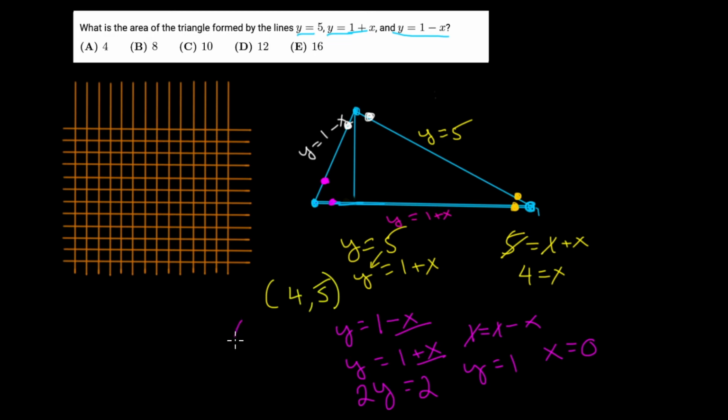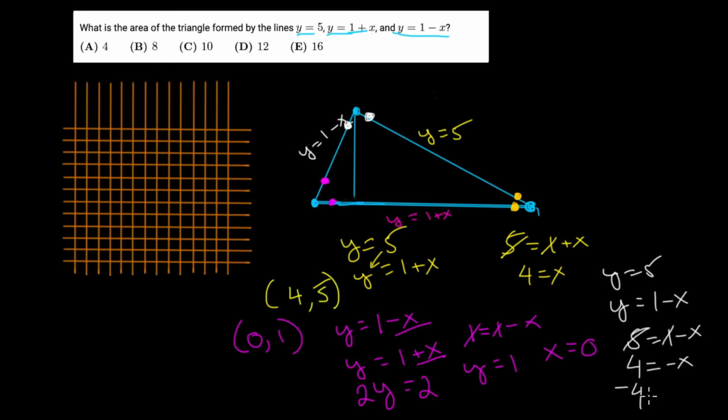We have 0, 1. And for this last point, we have y is equal to 5 and y is equal to 1 minus x. Here again we can substitute. Subtract 1 from both sides. 4 is equal to negative x, or negative 4 is equal to x. So our next point would be negative 4, 5.